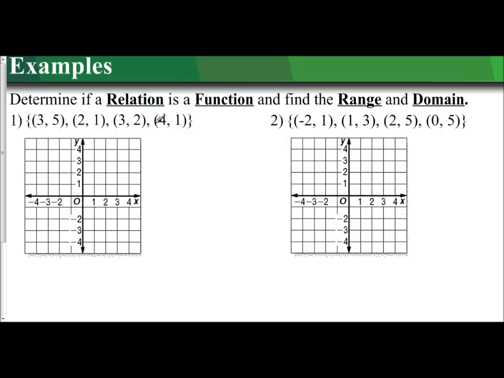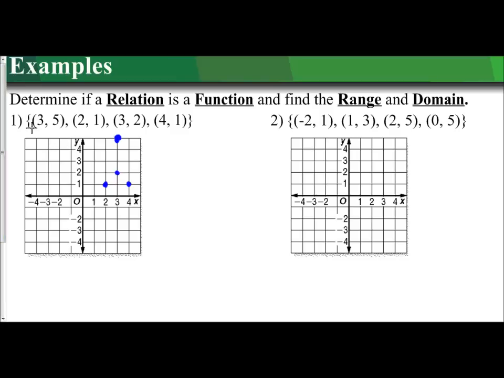When we want to first determine if this relation is a function, what we're going to do is plot the points. So we plot the point (3, 5), the point (2, 1), the point (3, 2), and the point (4, 1). After you plot these points, to determine if this relation is a function, we have to see, does it pass the vertical line test? And remember, the vertical line test says that if you were to draw a vertical line anywhere through the relation, if it intersects more than once, it's not a function.